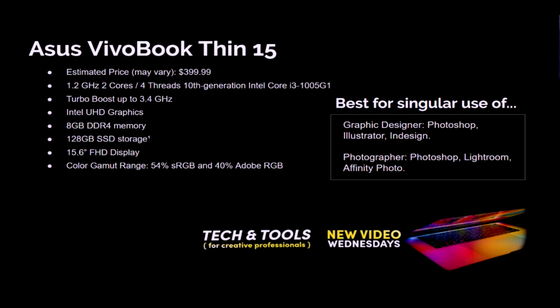This laptop is estimated at around $399 and comes with the latest i3 10th Gen 1005G1 processor, which has the Intel UHD graphics. Now, this is a 2-core 4-thread processor, so it does not have a lot of power to do multitasking. That's something I just mentioned. You want to be running one design program at a time. Paired with 8 gigs of RAM and 128 gigs of solid-state hard drive storage, this is a great laptop to get us into the mix for graphic design and photo editing.